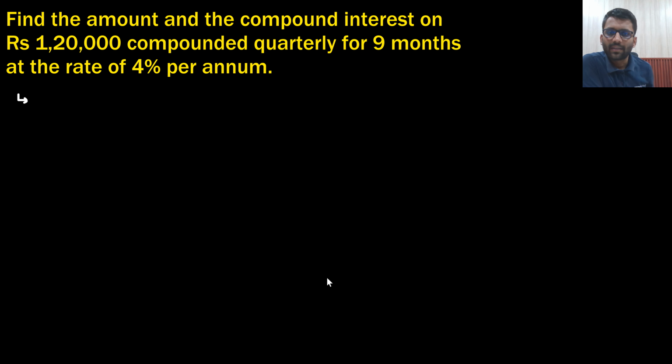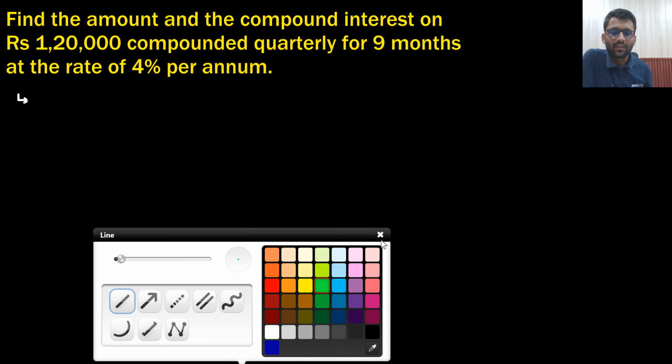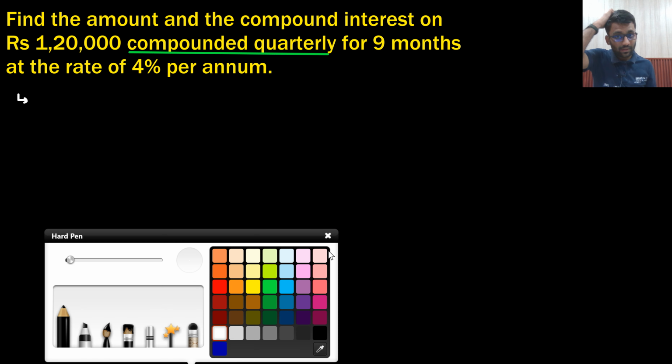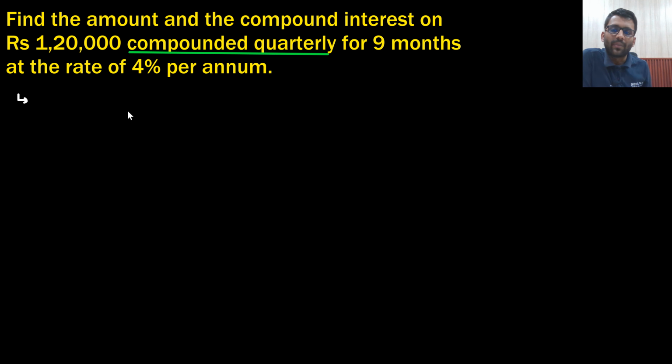Find the amount and the compound interest on 1,20,000 compounded quarterly for 9 months at a rate of 4%. Quarterly means 1 by 4, right? So the rate will be 1 by 4 times, that means the rate will be 1%. After every 3 months you will be paying 1%. 3 months, 3 months, 3 months, 3 months. So 1%, 1%, 1%, 1%, total 4%. And what will be the time?